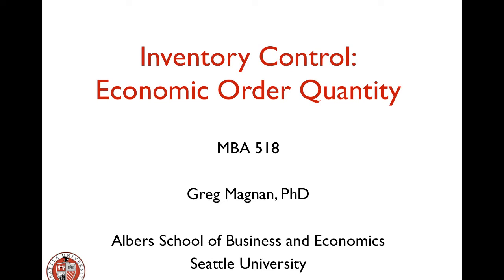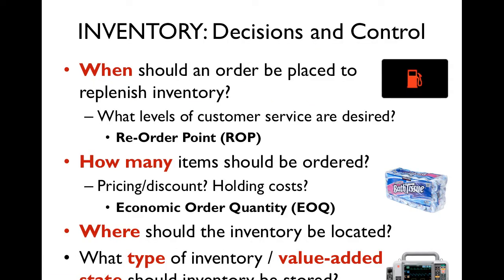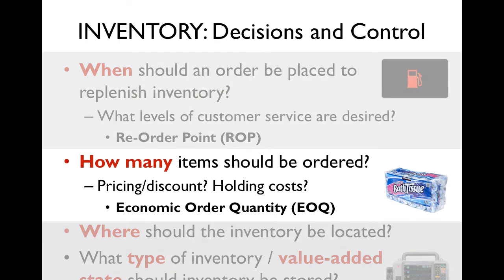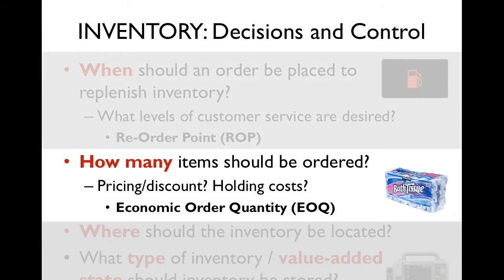This time we're talking about economic order quantity, the quantity that answers the question, how much should we order? From our last presentation, we talked about the decisions in inventory management: the when, the how many, the where, and the value-added state. This time around, we're just going to focus on that how many question. When we decide to place an order, when it's triggered, we'll get to that in the next video. How many of those items should we purchase?